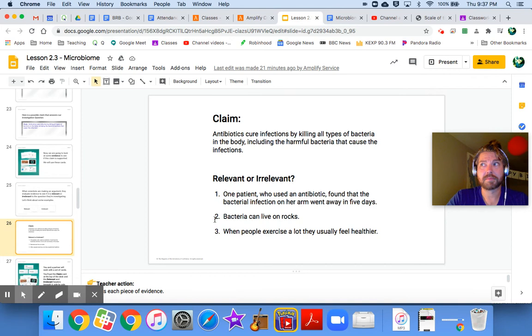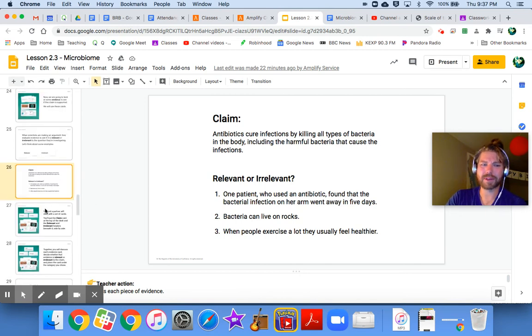Interesting, but is it relevant? I mean, we're talking about someone's arm, we're not talking about rocks, it doesn't have anything to do with antibiotics. I don't know, it seems kind of irrelevant to me. How about number 3, when people exercise a lot, they usually feel healthier. Well, I mean, we're talking about people's health, but it doesn't have anything to do with microorganisms or antibiotics. So I'd say that's probably irrelevant too.